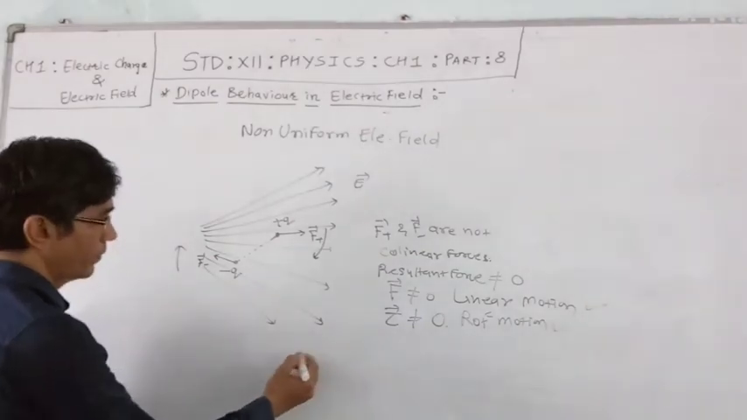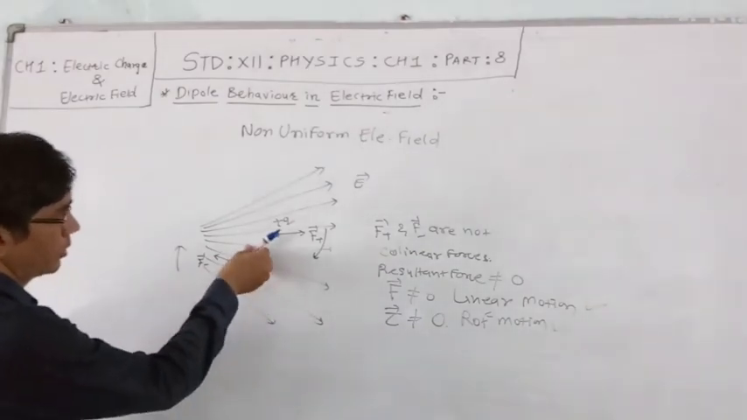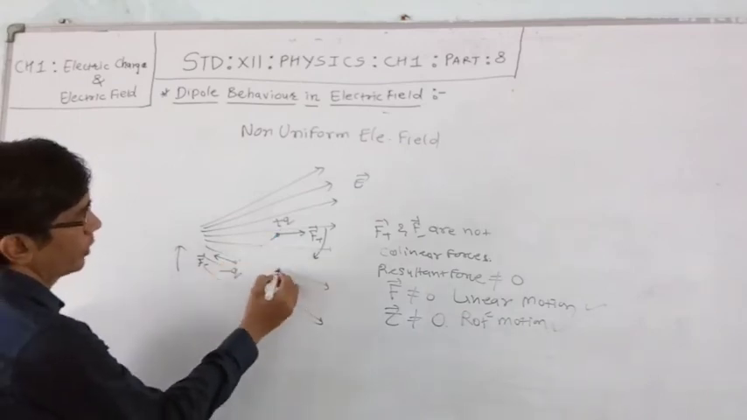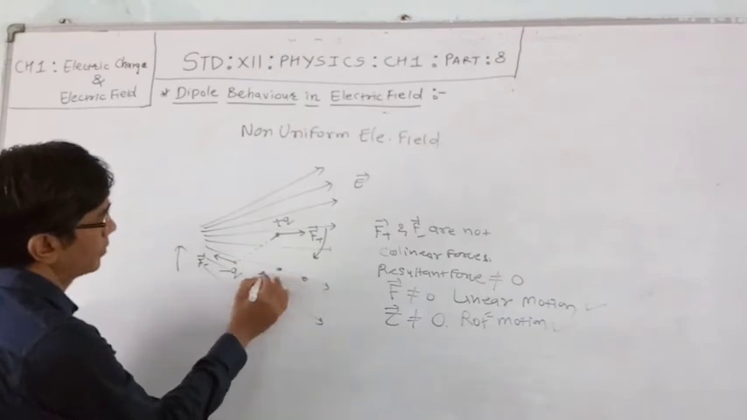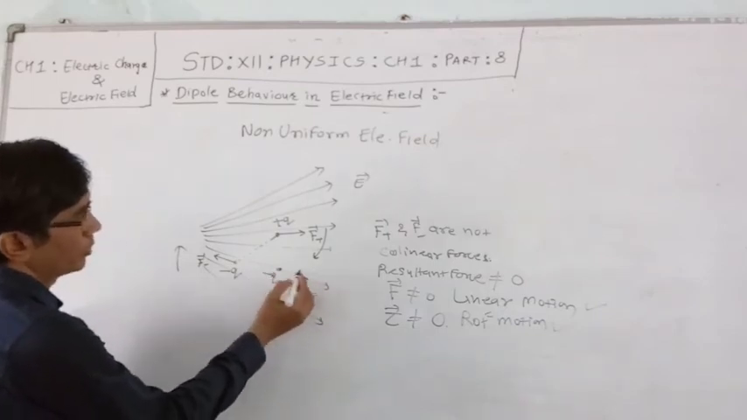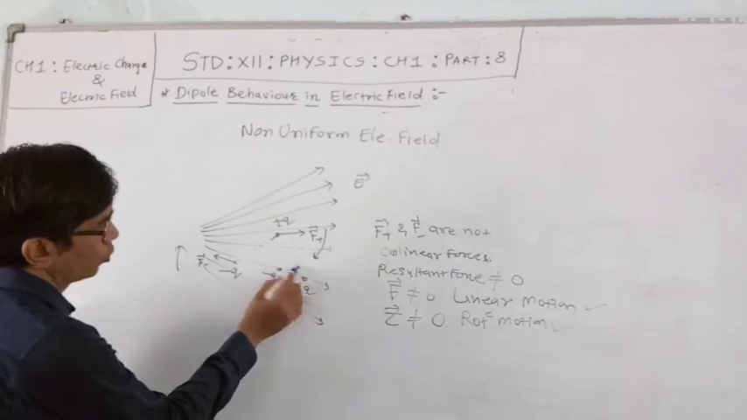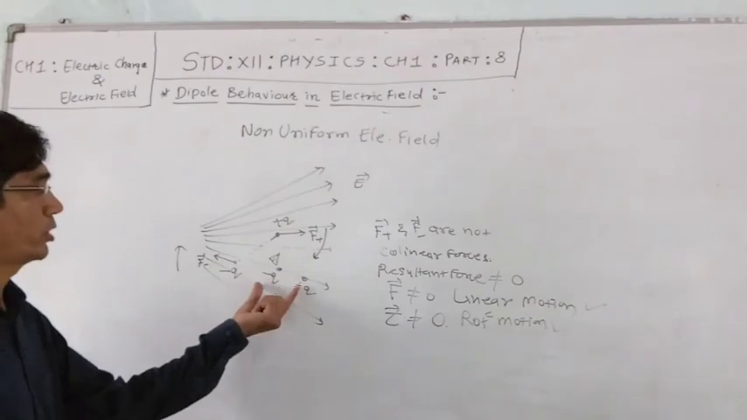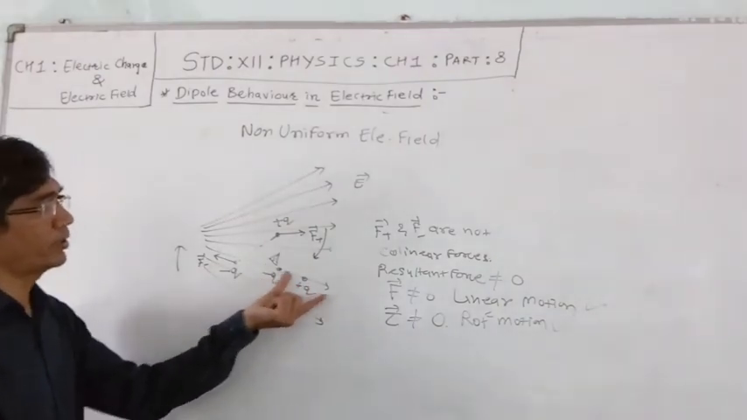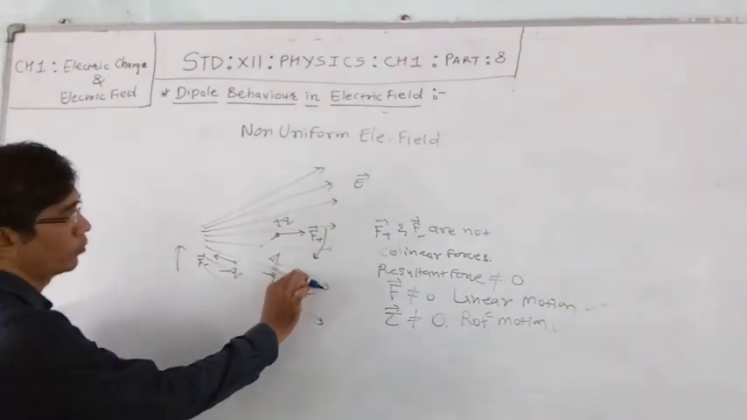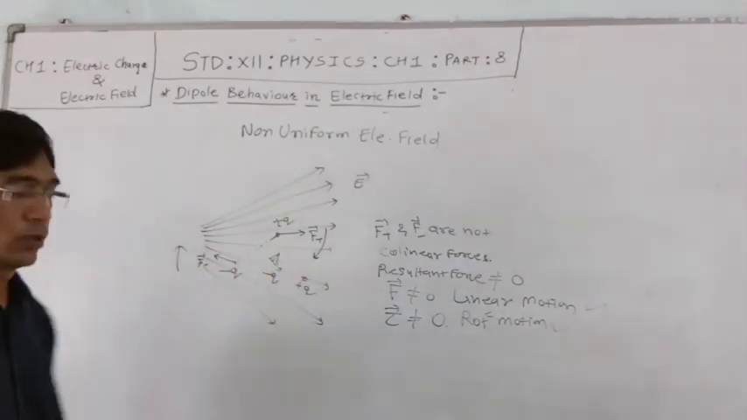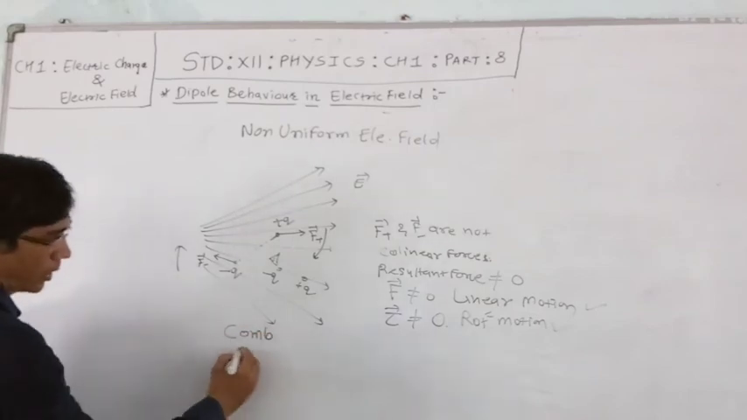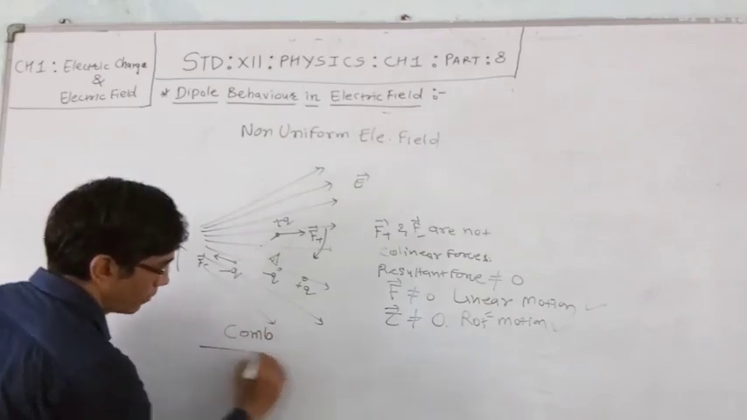The dipole tries to align in the direction of the electric field. Suppose when it aligns, here is minus q, here is plus q, then it moves towards the strong electric field. The rotational motion is zero because it is aligned in the direction of the electric field, and then it moves towards the strong electric field. We can take the example of the comb, dry hair and paper particles.